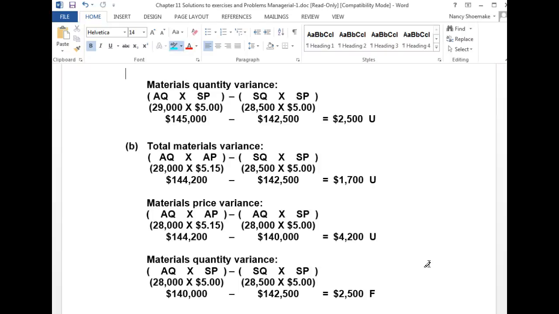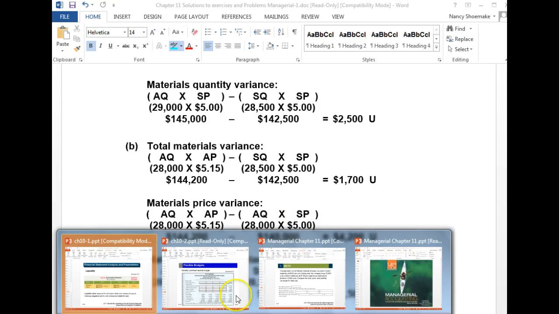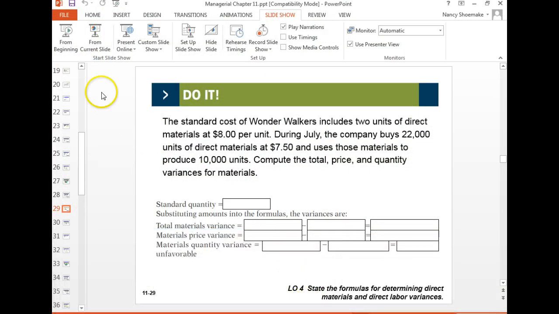The key to this chapter is understanding when you use actual and when you use standard. When you're dealing with price, you're going to use actual times actual minus actual times standard. When you're dealing with materials quantity, you're going to use actual times standard minus standard times standard, okay? Because you want to compare apples to apples. How are you guys doing? Okay, let's move on.